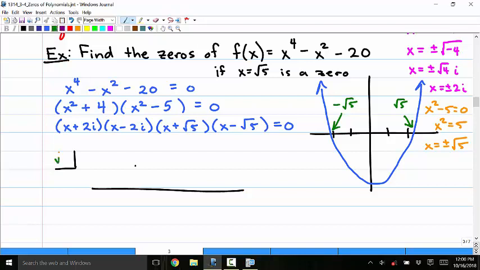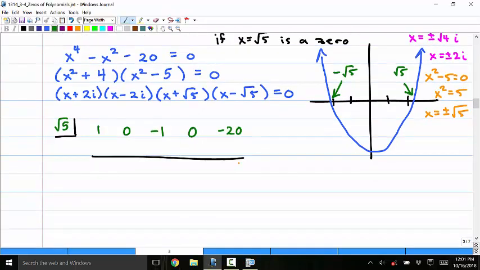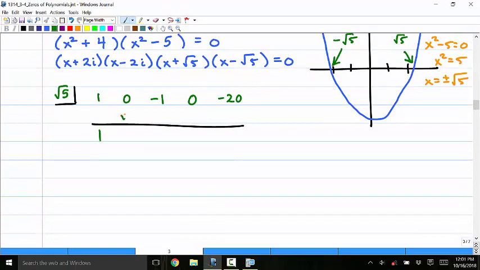Root 5, right? What are your coefficients? 1. Careful. You have to have a placeholder because there's no x cubed. Negative 1 for the x squared. What about for the x? 0. And then negative 20. What do you get? 1 times root 5. 0 plus root 5.